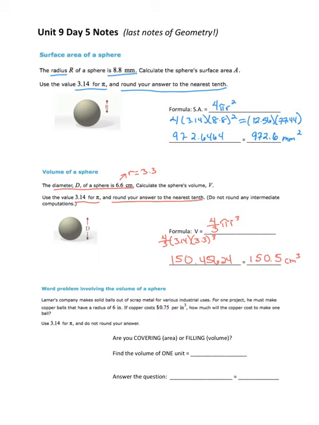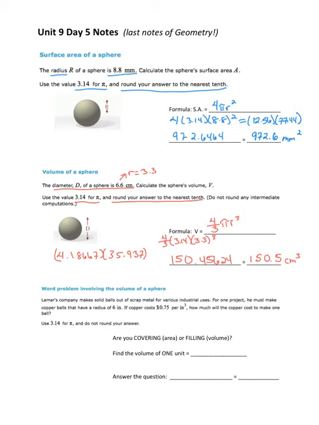Alrighty, so how did I get that? Well, I'll back it up a little bit. Put in my calculator, 4 divided by 3 times 3.14. And that got me 4.18667 because it was a repeating decimal. Multiply that times 3.3 cubed, which is 35.937. Okay?